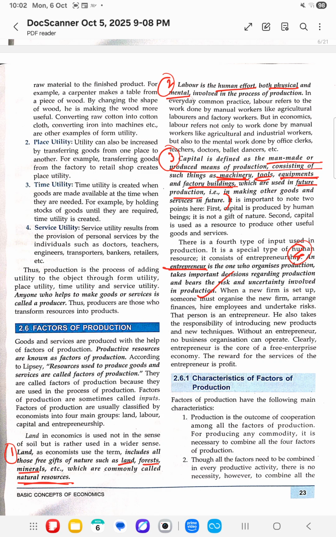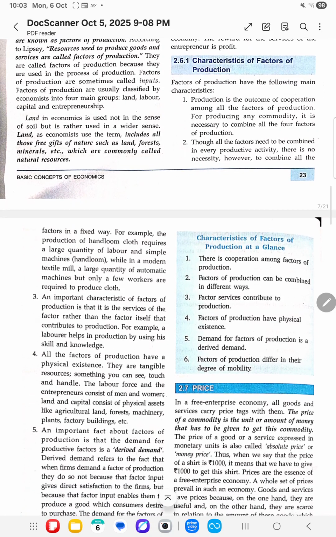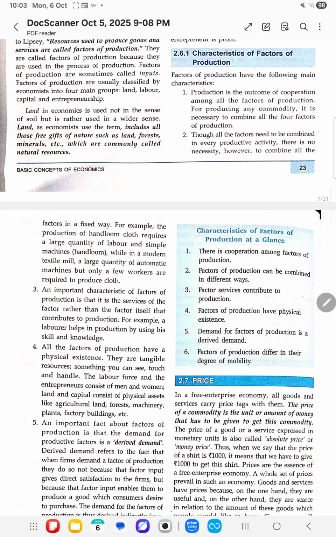Next is characteristics of factors of production. Under characteristics of factors of production comes first, production is the outcome of cooperation among all factors of production. So all these 4 factors of production that we just read about, there should be a proper cooperation among all these factors so that some end product is coming up. Second, all the factors need to be combined in every productive activity, but there is no necessity to combine all the factors in a fixed way.